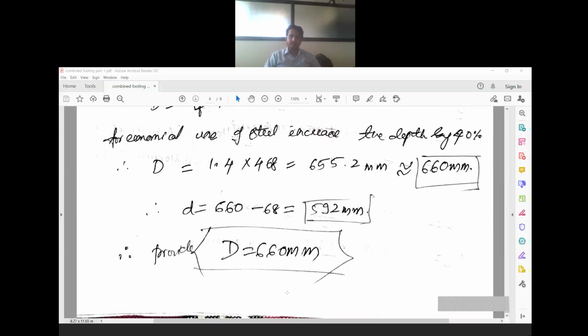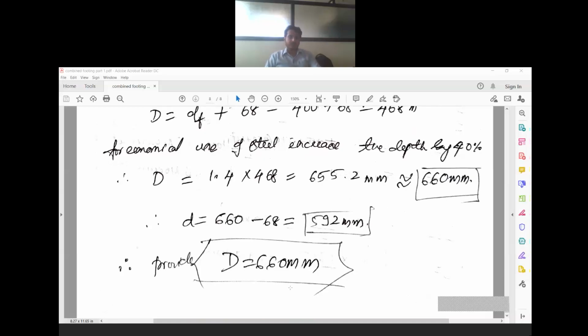So here we have provided D is equal to 660 mm, whereas the requirement for column A is 489 and for column B is around 480. So it also satisfies the depth requirements for punching shear under column A and column B as well. And it also satisfies the bending moment requirement. So this is how the depth of the foundation can be calculated. Any doubts?